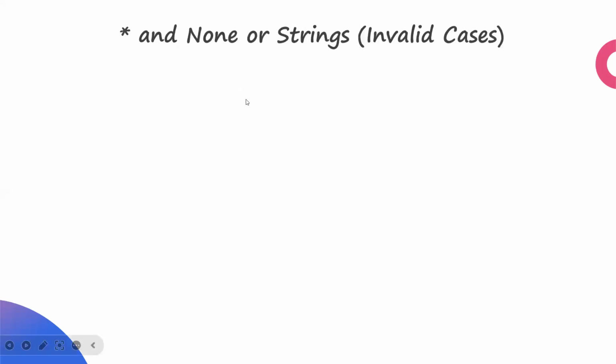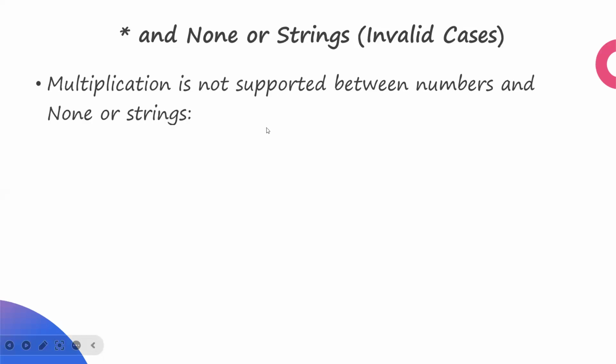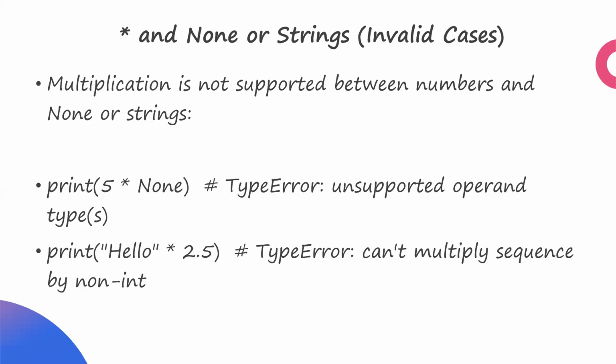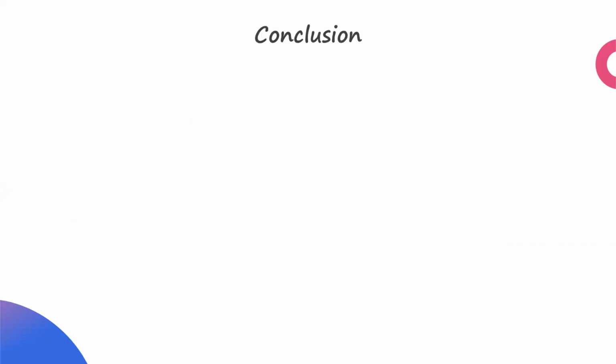You don't use the multiplication operator on None and string, just like the way you will not use the minus on strings and None. It will throw an error. If you try to multiply by None or multiply by a string, it will throw an error. So just have it at the back of your mind.